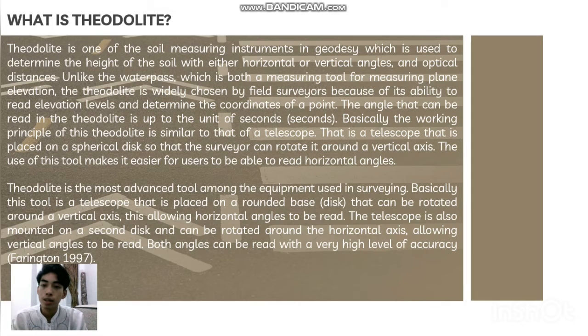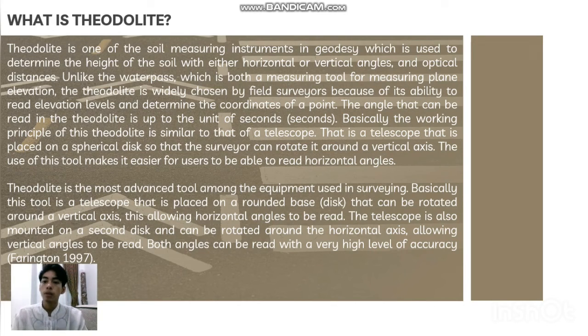The angle that can be read in the theodolite is up to the unit of seconds. Basically, the working principle of this theodolite is similar to that of a telescope. That is, a telescope that is placed on a spherical disc so that the surveyor can rotate it around a vertical axis.